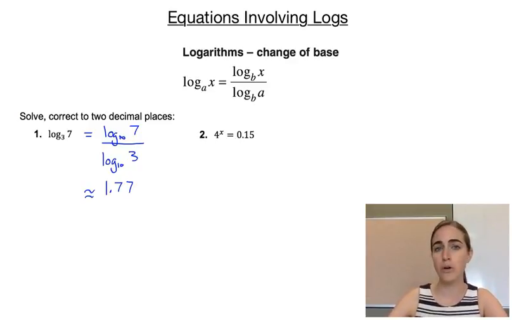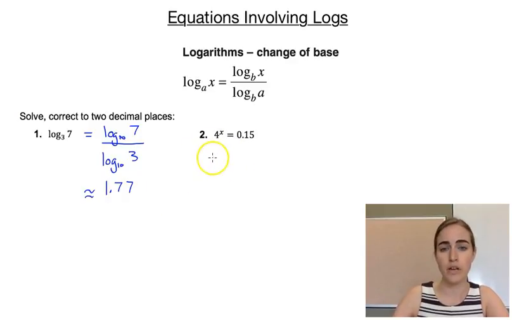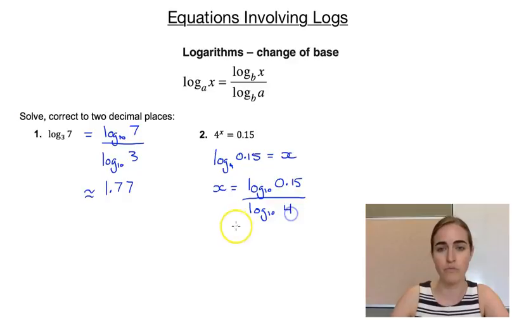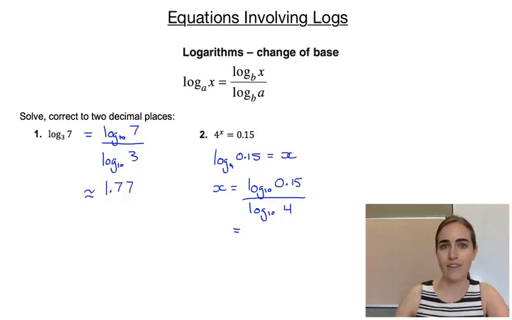Our second example says 4 to the power of x equals 0.15. To solve this, first we're going to rewrite it in log form. So we're going to have log to the base 4 of 0.15 is equal to x. To figure out what this is, we're going to use our change of base rule and change it to have a base of 10. So we're going to have log to the base 10 of 0.15 over log to the base 10 of 4.